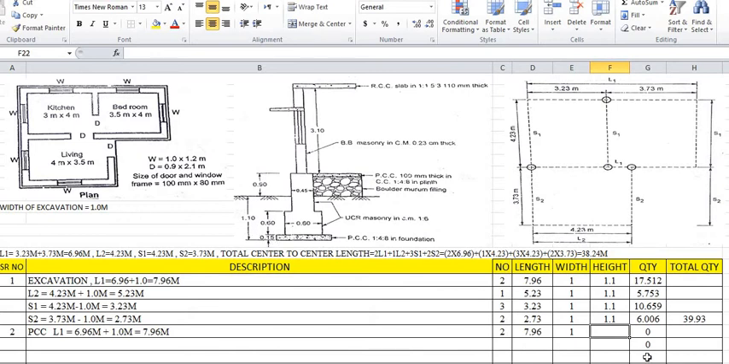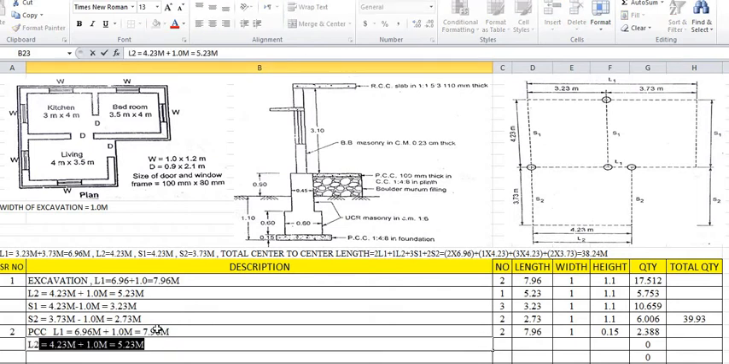So here we will consider this as 0.15. The 0.15 is the height of PCC. So it comes to be 2.388, the quantity of PCC along L1 directions. Same way along L2 directions, it will be the same 4.23 plus width of section. So it has been directly taken. So it is the same L2.